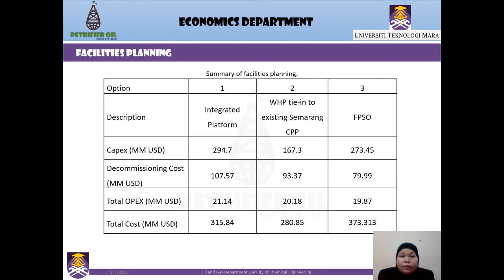Next is the facilities planning. The facilities department has proposed three options for the facilities planning. The first option is the integrated platform. The second option is the wellhead platform tying into the existing Samara central processing plant, and the third option is using the FPSO. From the total cost, we can see that option 2 is the most economically viable since it has the lowest total cost, and option 2 will proceed as the best facilities planning.